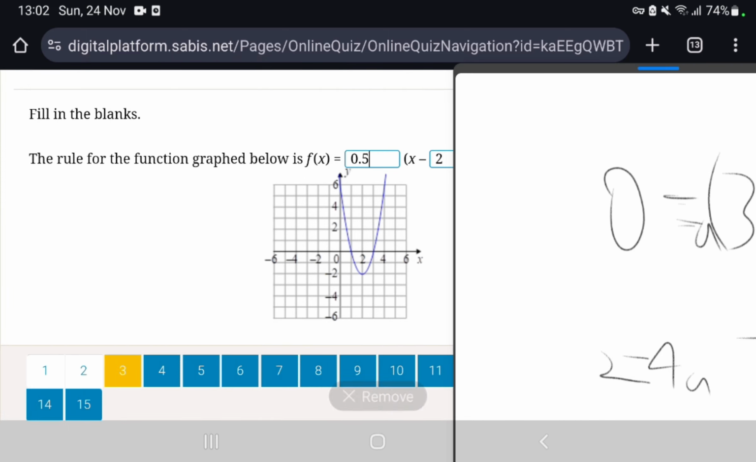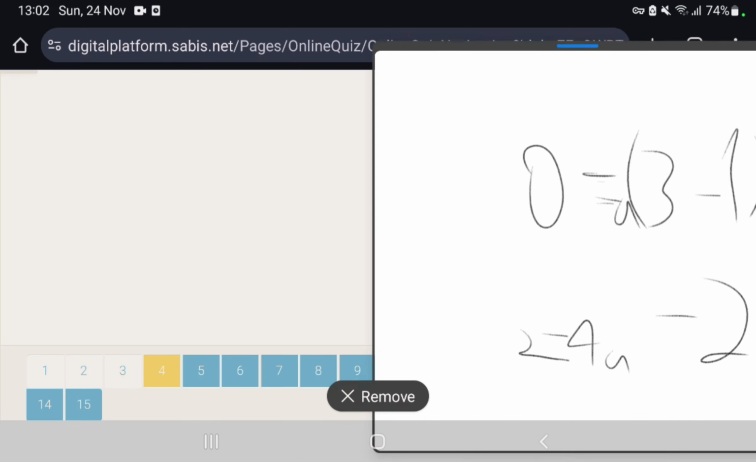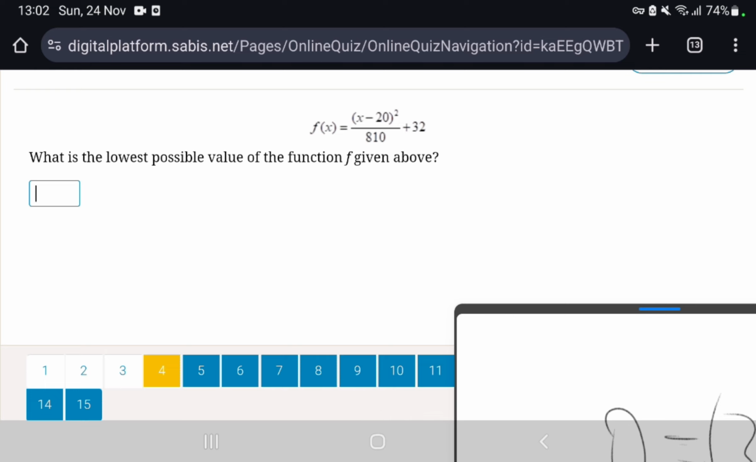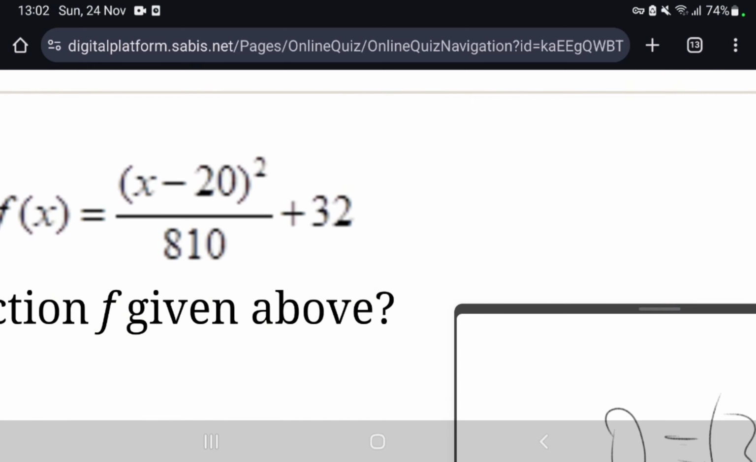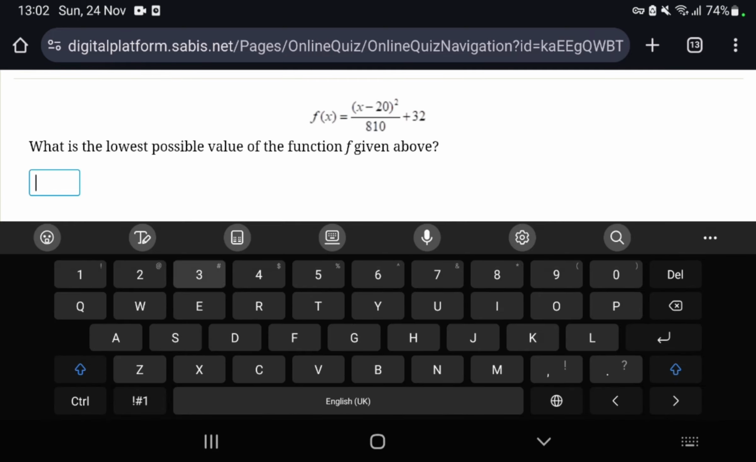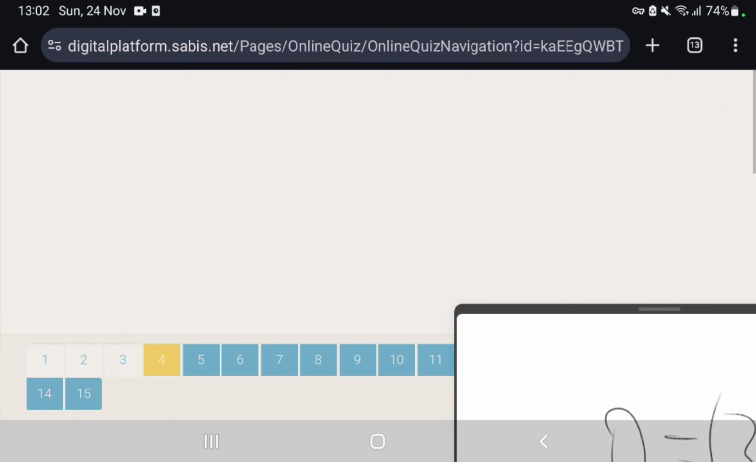Next question, number 4. For this one, it's always the last number, or the number that's plus the whole fraction. In this case, it's 32. Number 5.